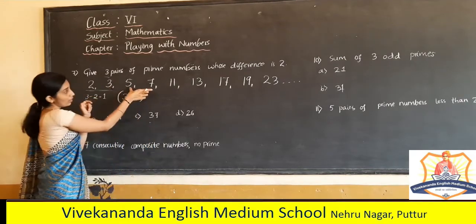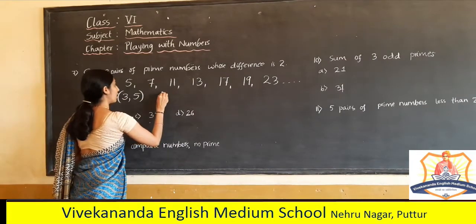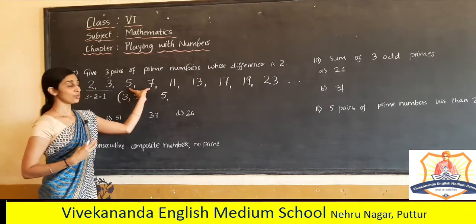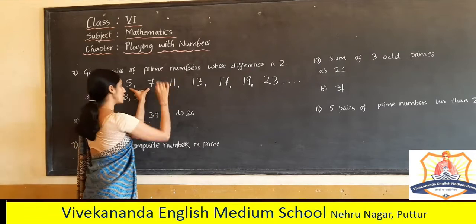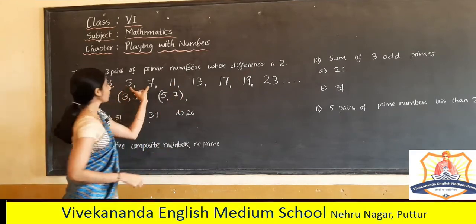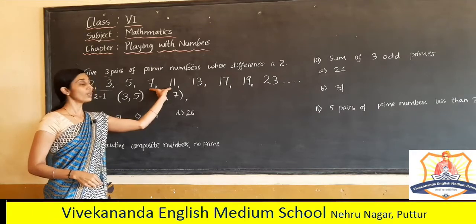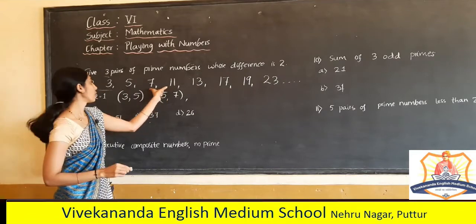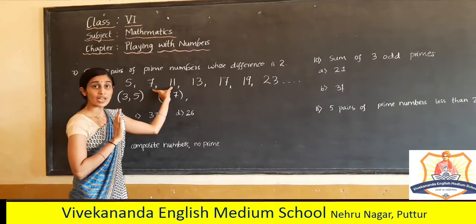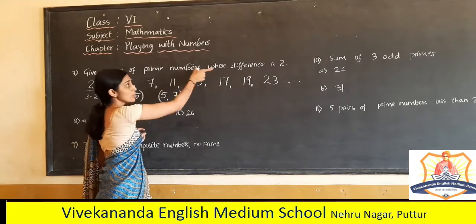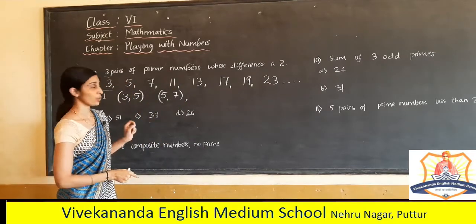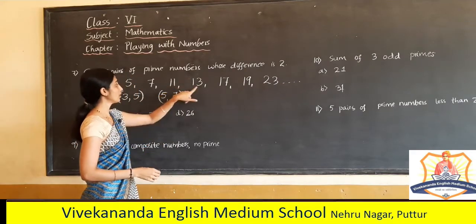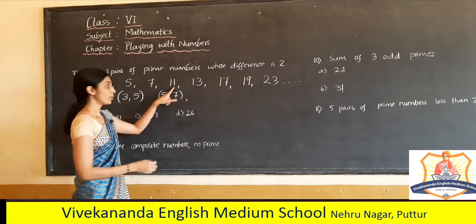Next, 5 and 7 I will take. Let me check first. What is the difference between 5 and 7? It is 2. 7 minus 5 is 2. So this suits. Next, I will take this. What is the difference here? No, it is not 2. It is more. So this pair of primes will not suit the asked question, right? So if I take 11 and 13, 13 minus 11 is 2.